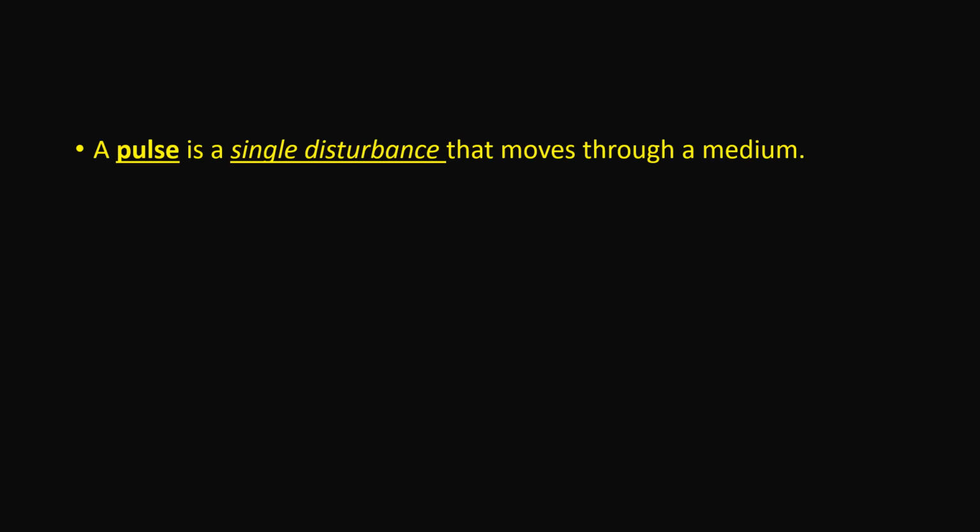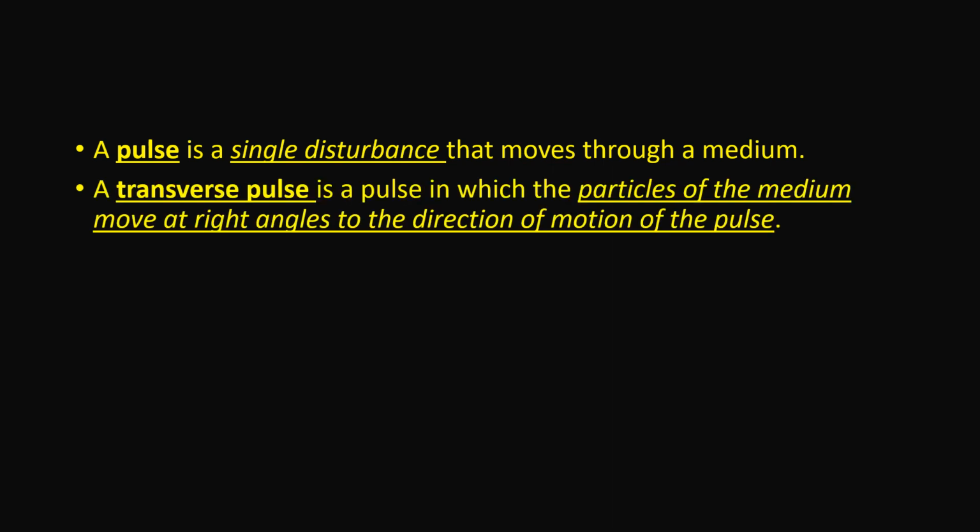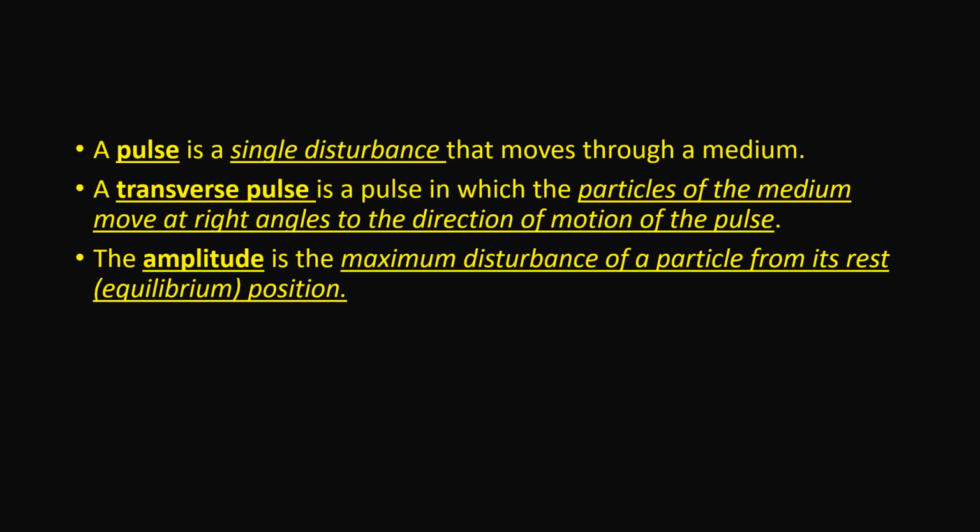We have reached the end of this lesson. We have defined pulses which are just single disturbances. We've also defined and demonstrated what a transverse pulse is. And last, we defined and demonstrated what the amplitude of a transverse pulse is. In the next video, we will learn about how two pulses in the same medium occupying the same position at the same time interfere with each other, a situation known as superposition.